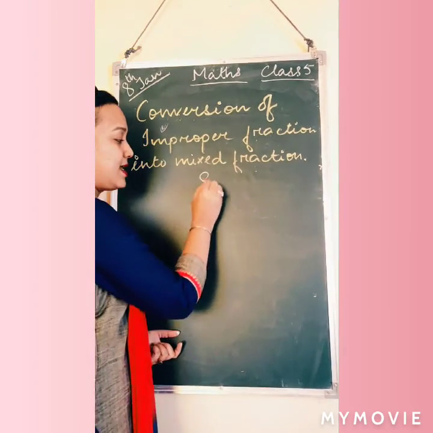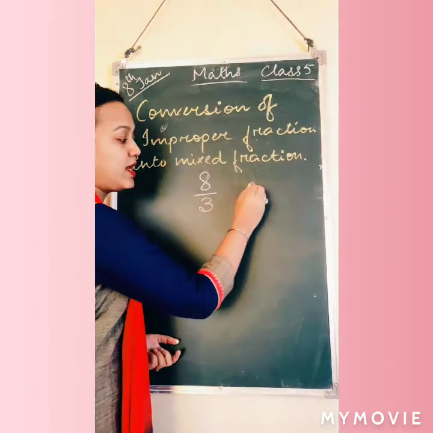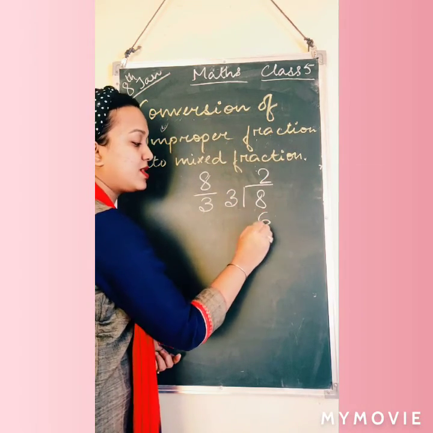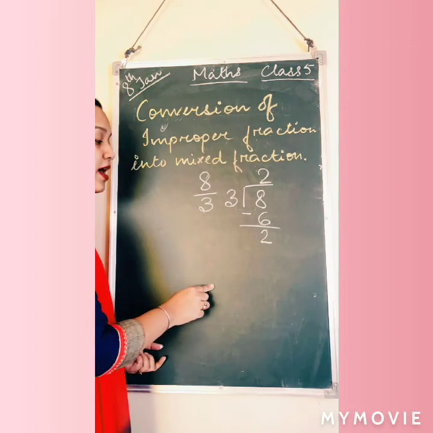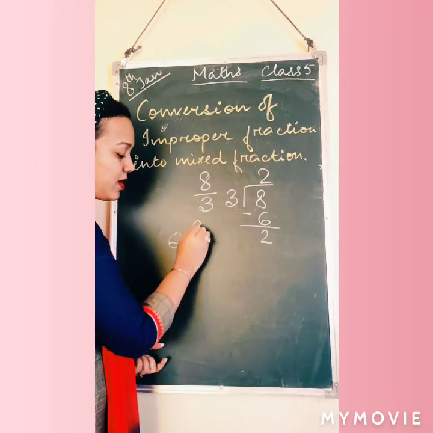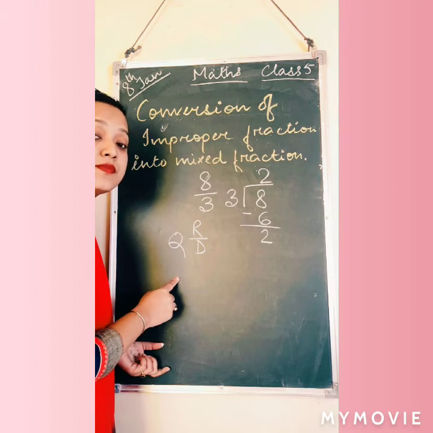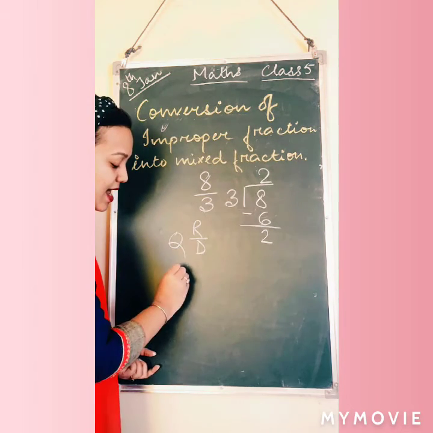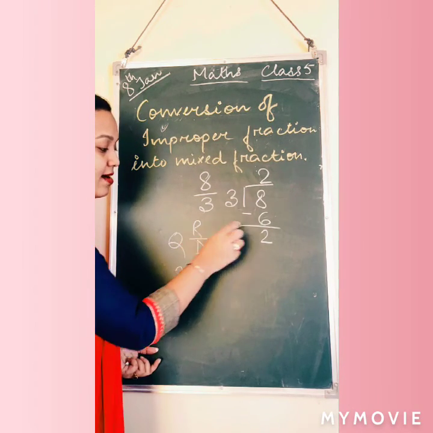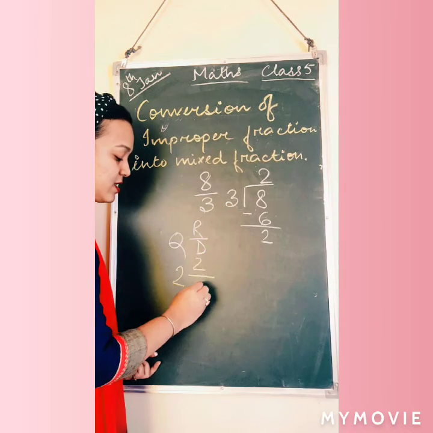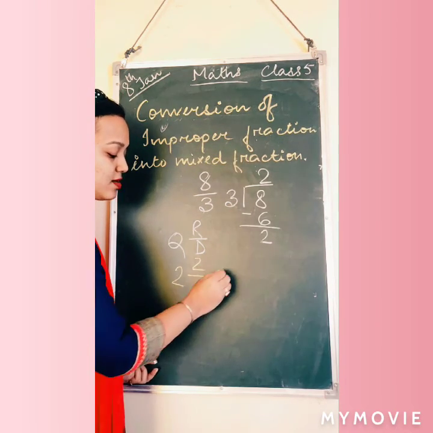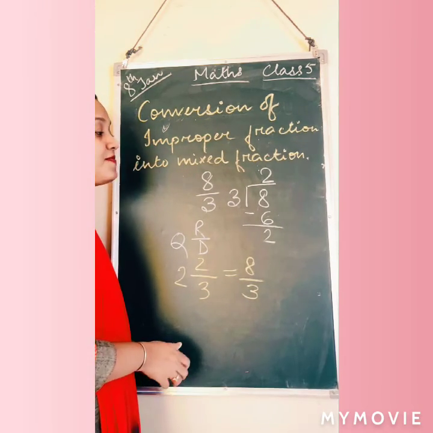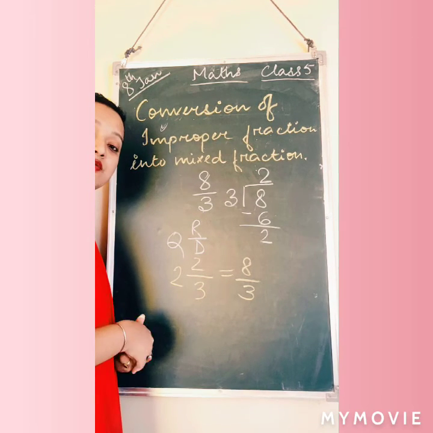Suppose I take the number 8 by 3. First I divide 8 by 3. 3 threes are 9, so I take 3 twos are 6, and I get a remainder of 2. Now I represent it in the form Q R by D, a trick to remember how to write it in mixed form. Q stands for quotient, I write 2 here. Then the remainder is again 2, and the divisor is 3. So 2 2 by 3 is equal to 8 by 3. This is the way to convert an improper fraction into a mixed fraction.